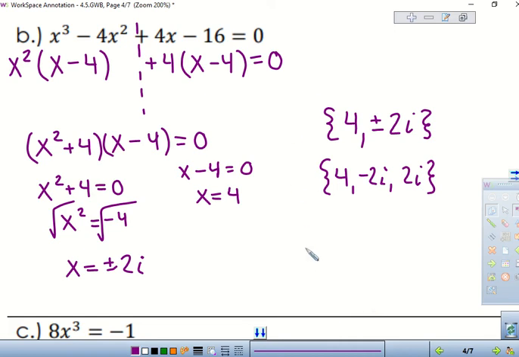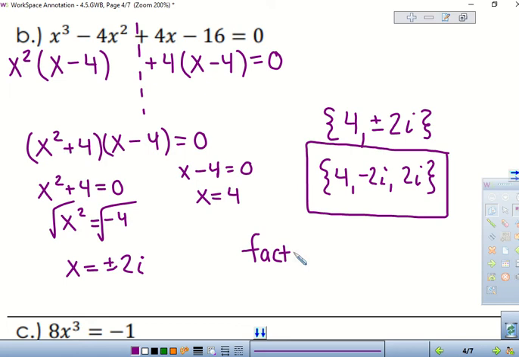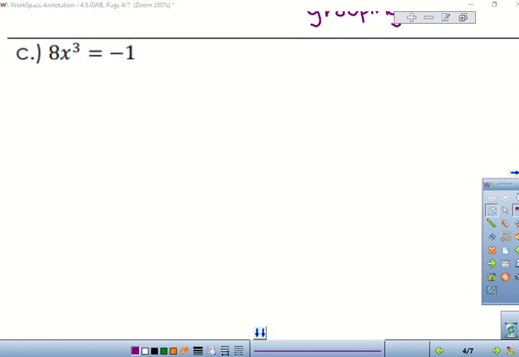Okay. How many zeros did you say? There's 3 total zeros, 2 of which are imaginary, 1 of which is real. Okay. So method. This was factor by grouping. So go ahead and write factor by grouping for your method. Factor by grouping. So before we move on to the next one, does anyone have any questions about this? Okay. Moving on to letter C.